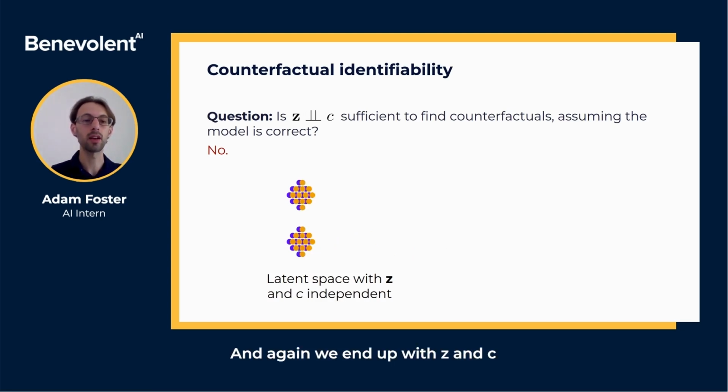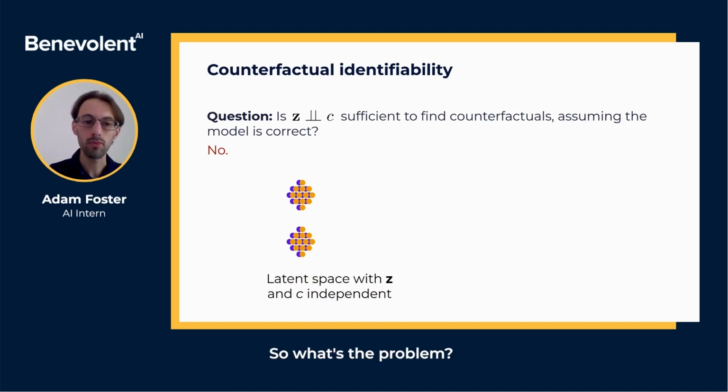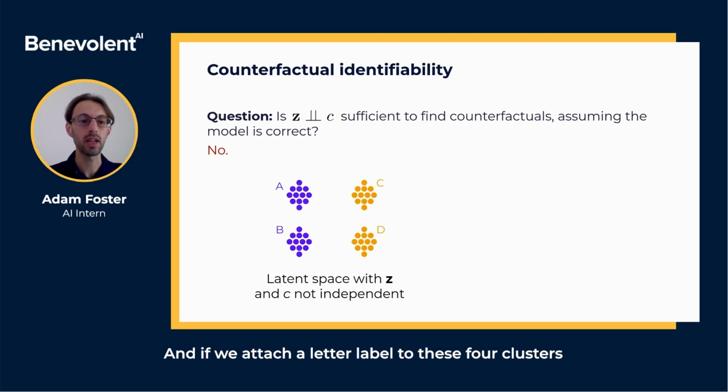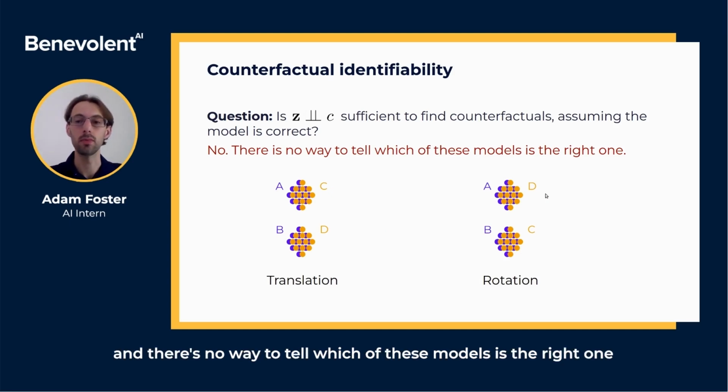And again, we end up with Z and C independent with good alignment. So what's the problem? The problem is that we cannot tell which of these alignments is the correct one. And if we attach a letter label to these 4 clusters, we can see that with translation, A and C are aligned, but with rotation, A and D are aligned, and there's no way to tell which of these models is the right one.